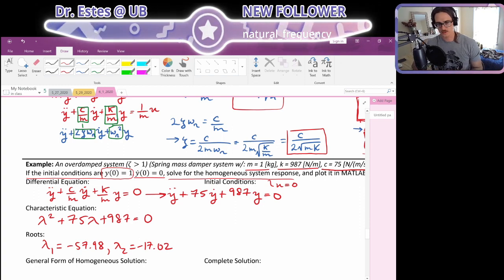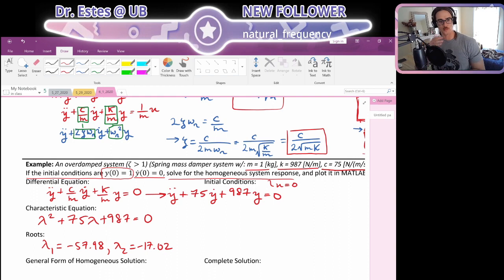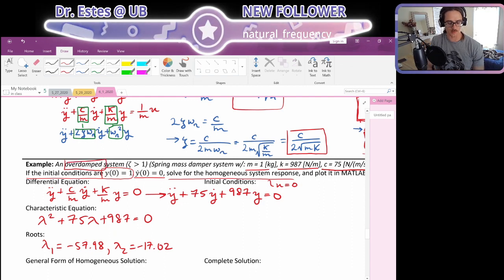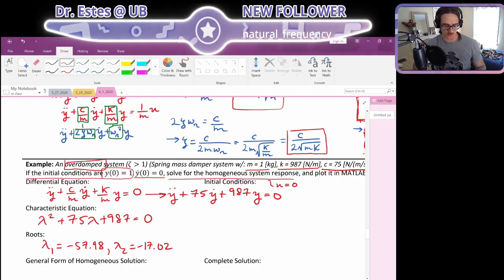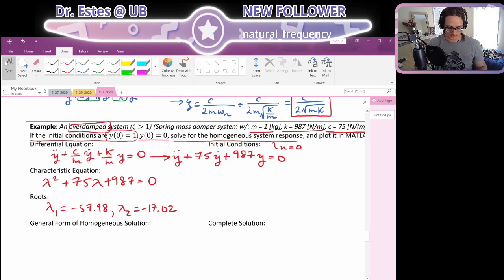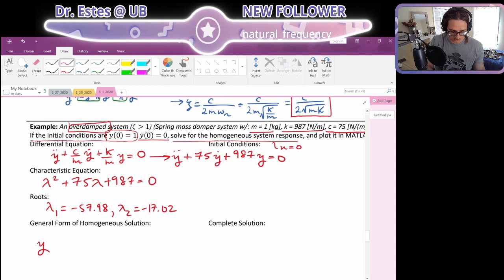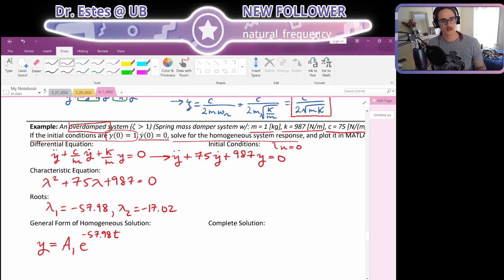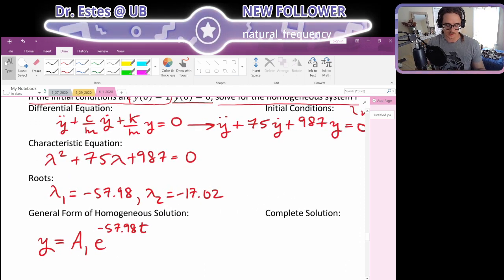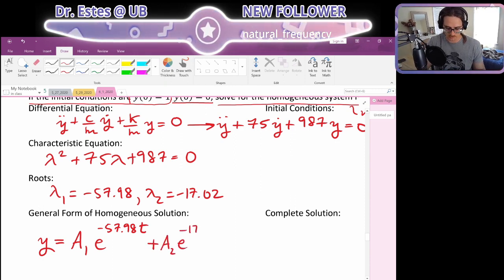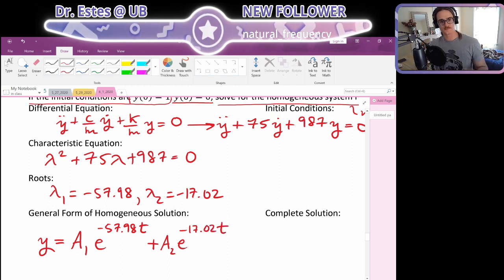So these are not complex roots. Two different real roots. Well, that's one of the definitions of an overdamped system. It'll give you back two distinct real roots. So in the table up above, we have the general form of the homogeneous solution if this is the case: A1 e to the minus 57.98 times t plus A2 e to the minus 17.02 times t.